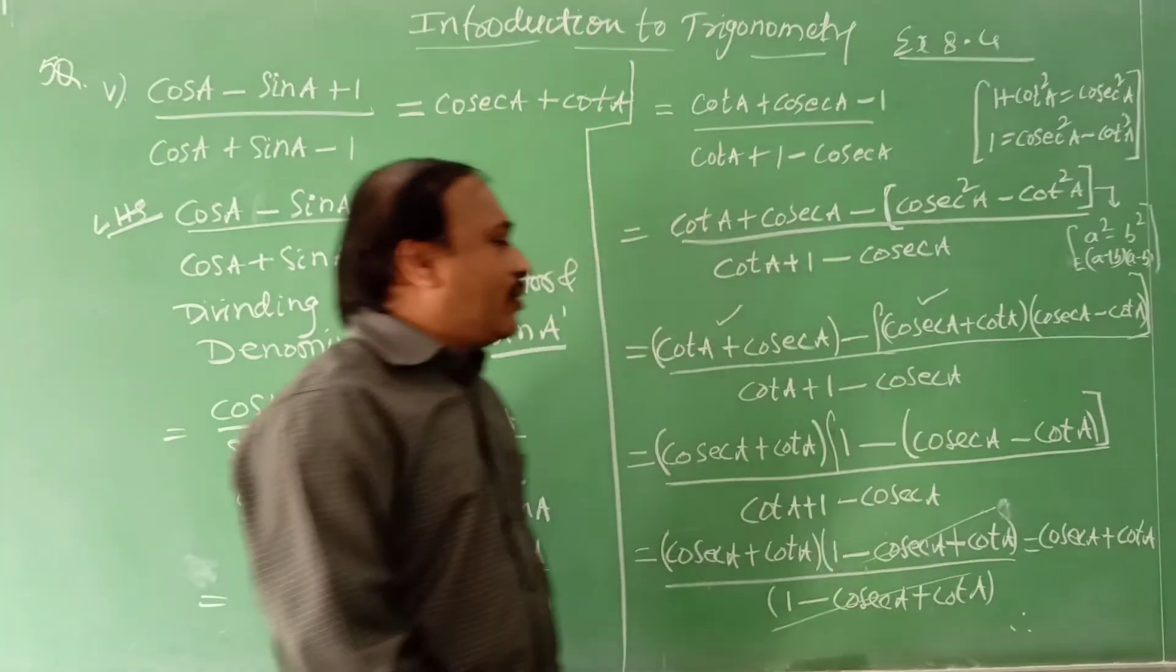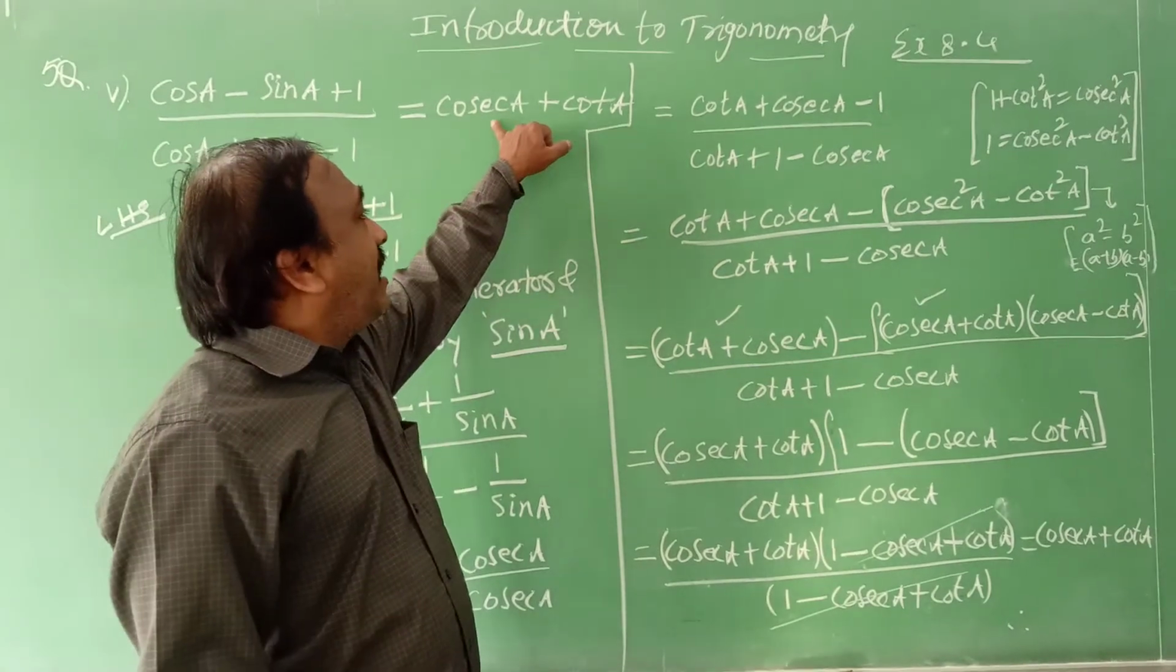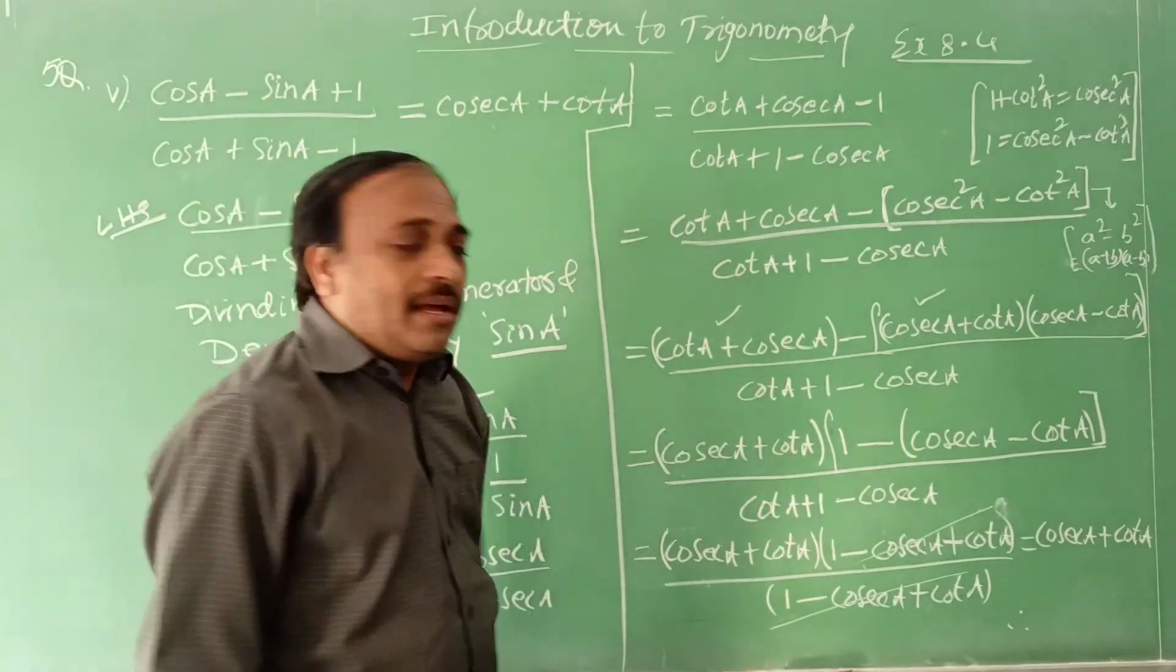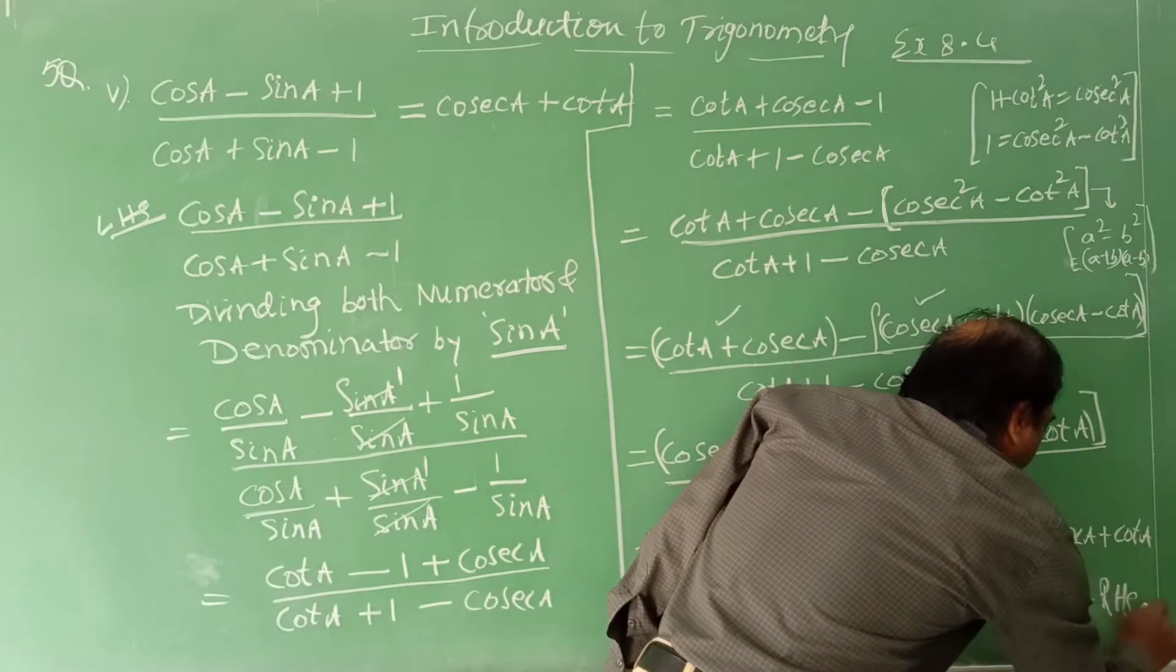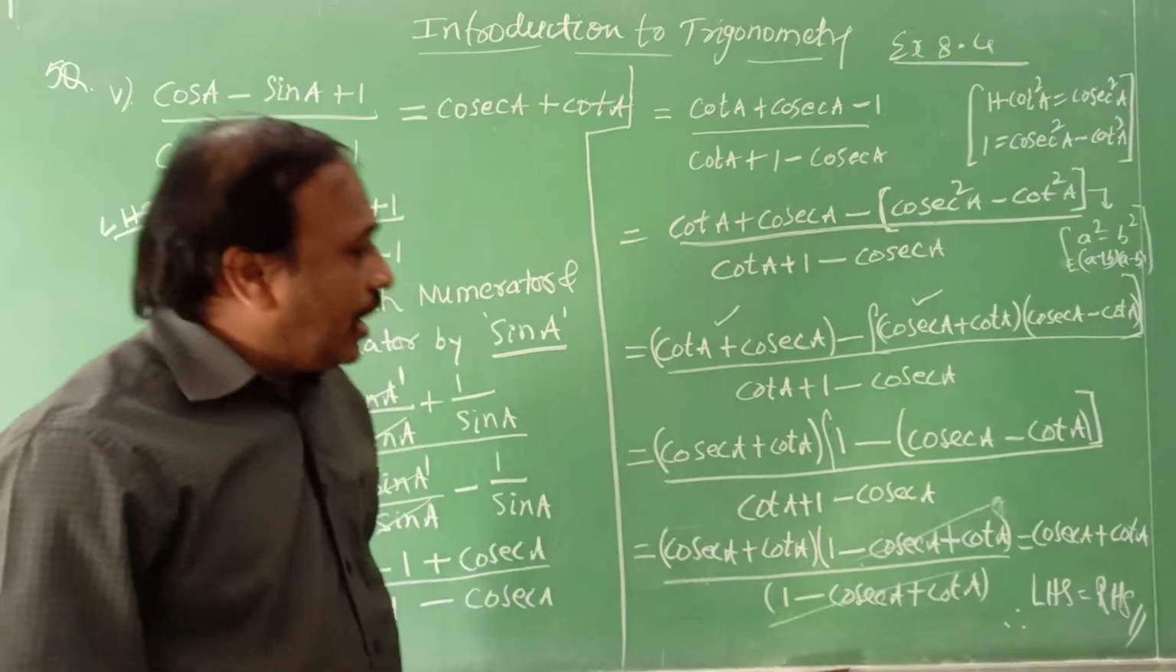Therefore, you see what we have to prove, LHS and RHS. RHS is cosecant A plus cot A. We got that, so therefore LHS is equal to RHS.